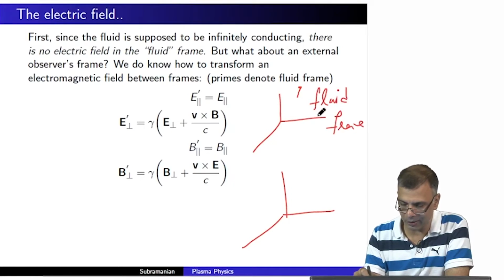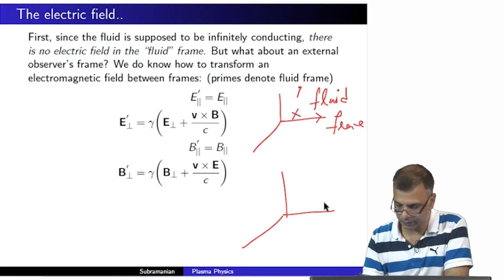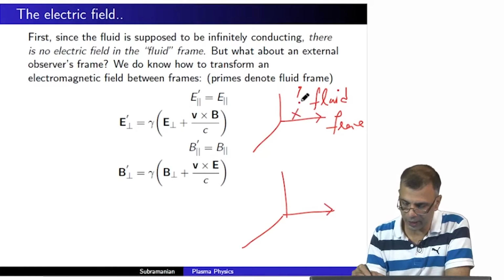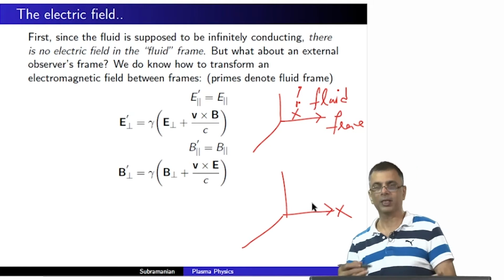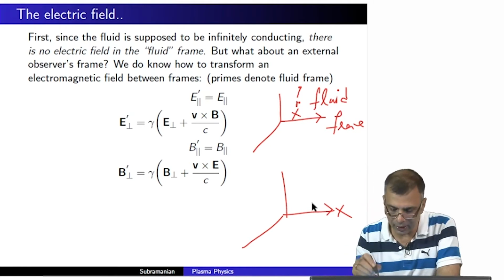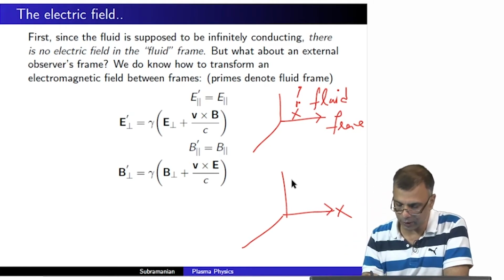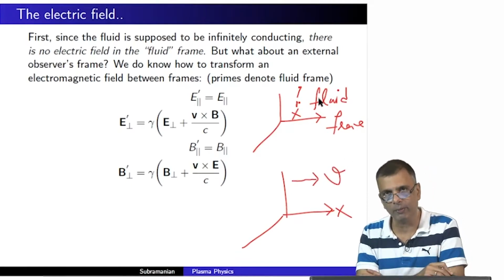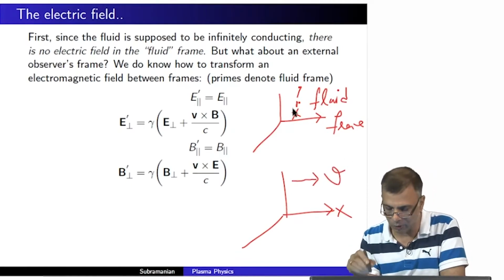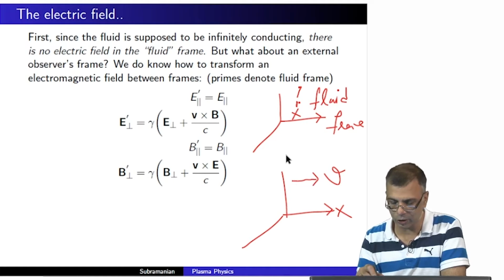Okay. And say, just for concreteness, this is the x axis. So, this would be the x prime. And this would be the x axis here. So, this would be the observer frame, the external observer frame. And the main thing is, the external observer is moving with a velocity v with respect to the fluid frame, and that is how you make the transformation. So, the parallel refers to parallel to v, and perpendicular refers to perpendicular to v.